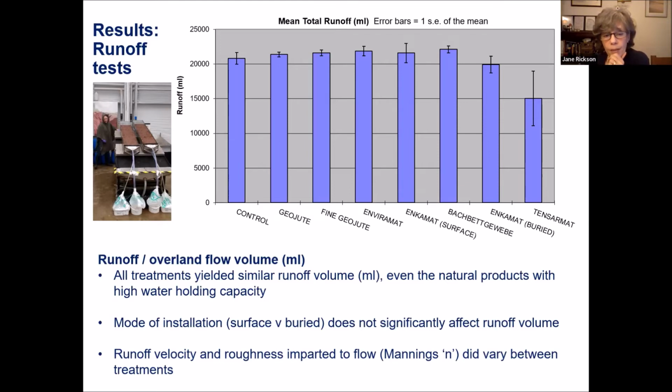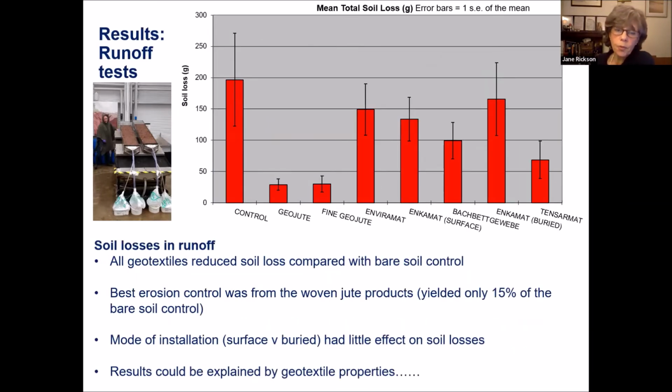And that last point helps to explain what we saw when we looked at the soil loss within that runoff. And here are those results. And again, quite surprising, the difference in the amount of soil loss that occurred from the different products, given that runoff had been the same for all of them effectively. The good news is that they all reduced soil loss compared with the bare soil control. So even where we had the buried products that had higher rain splash erosion, when it came to runoff, they were able to control the erosion as well compared with bare soil.